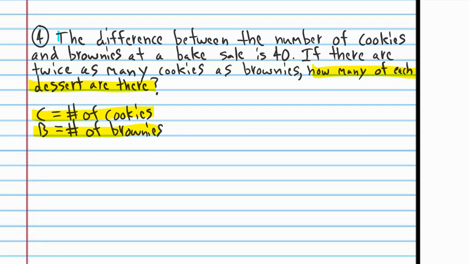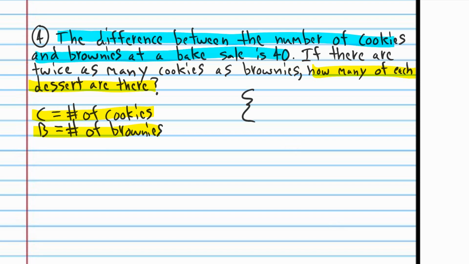The easy equation is going to be generated by this sentence. The difference between the number of cookies and the brownies at a bake sale is 40. Now, in the sentence, cookies comes first, so it's going to be C minus B equal to 40. Don't do B minus C. It's got to be C minus B. C's got to come first because cookies comes first in the sentence. All right, so that was the easy equation.